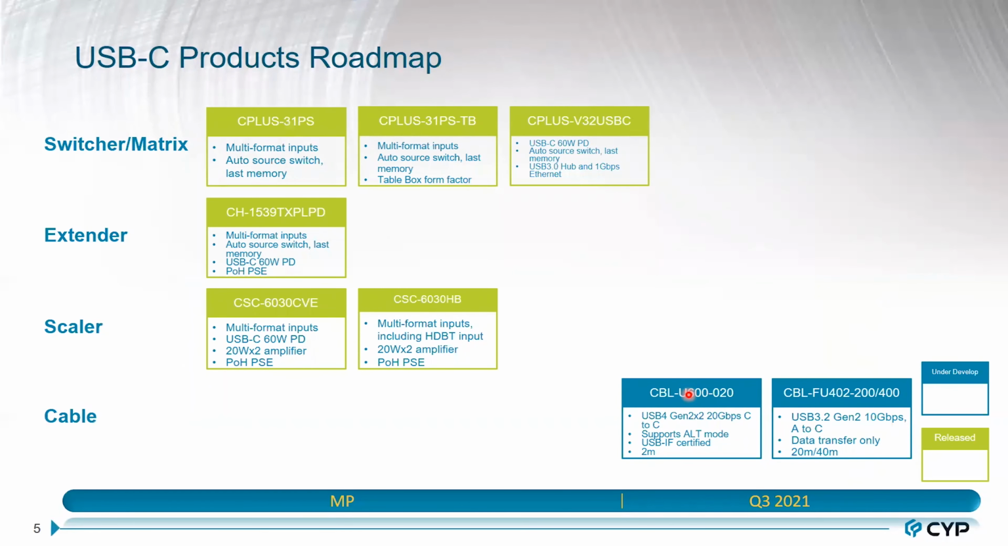For the product roadmap, we have switcher, table box, matrix, extender, and scaler. These 6 products are all orderable now. In the 3rd quarter, a USB-C 20 gigabit 2-meter cable and a USB-C AOC cable up to 40 meters will be available. And we will introduce more detailed specs of each product in the following slides.